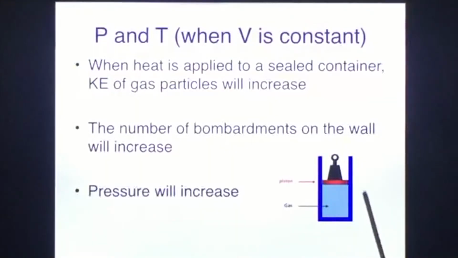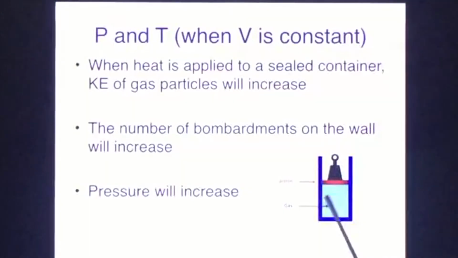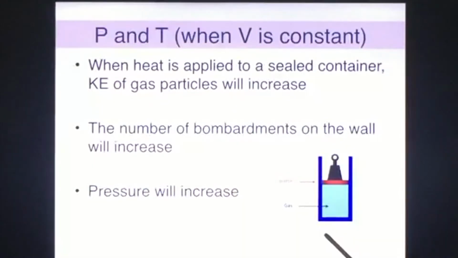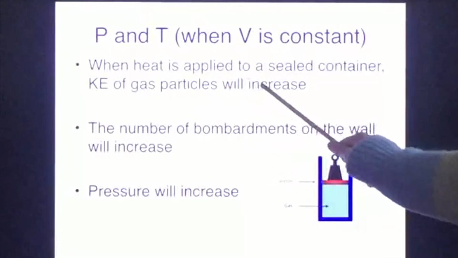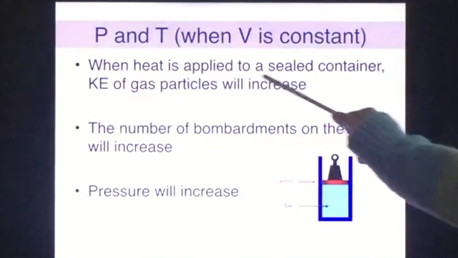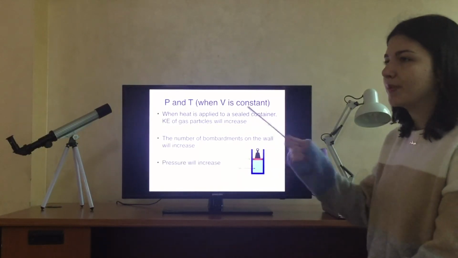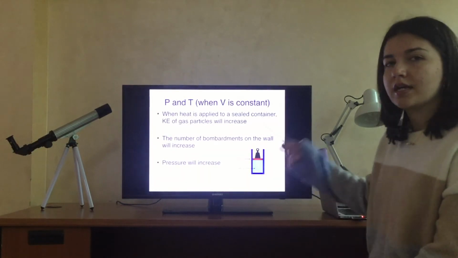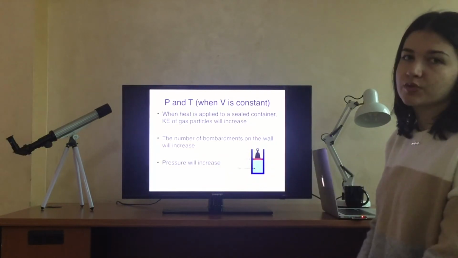If we have a container with a piston, and let's pretend that this piston will not move and that it's sealed in place, and that we have gas particles inside that are moving randomly. So if you apply heat here, so if you add a Bunsen burner here, you allow heat to be transferred into the gas particles. So when heat is applied, the kinetic energy of the gas particles will increase. So what would happen when the kinetic energy of the particles increases? The number of bombardments on the wall will increase, because if you're moving at a faster pace, you're more likely to hit the wall, and it's going to happen more often. So if it's happening more often, the number of bombardments is increasing, therefore the pressure will increase.